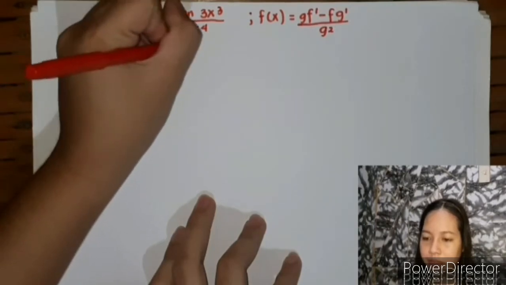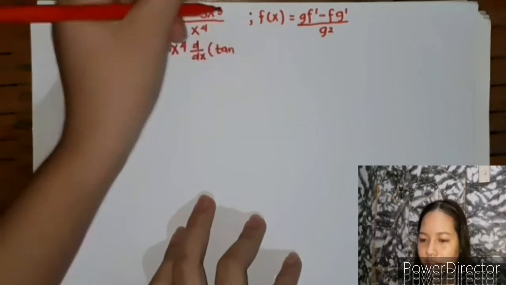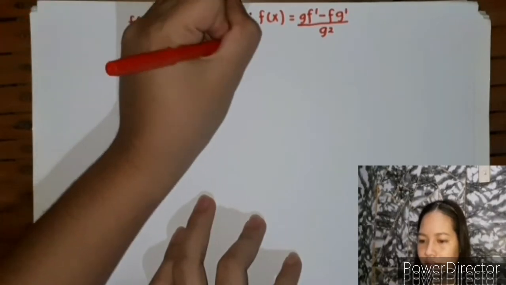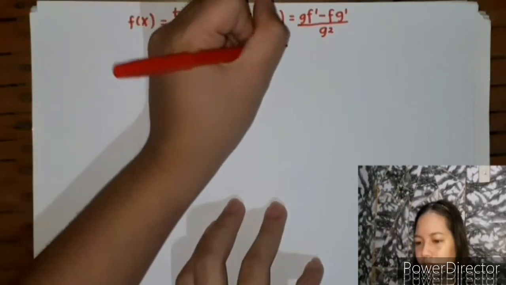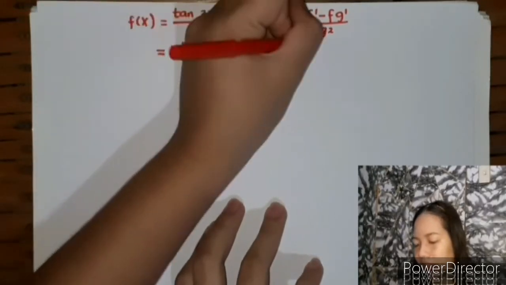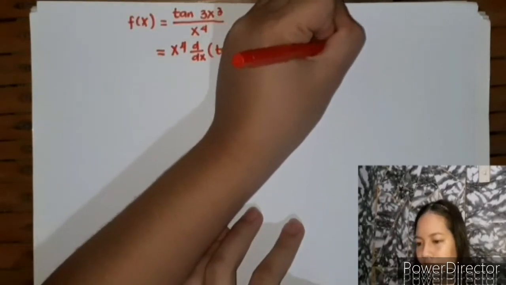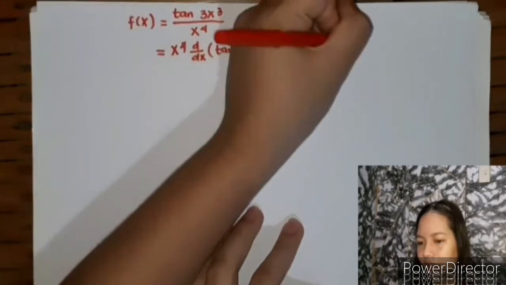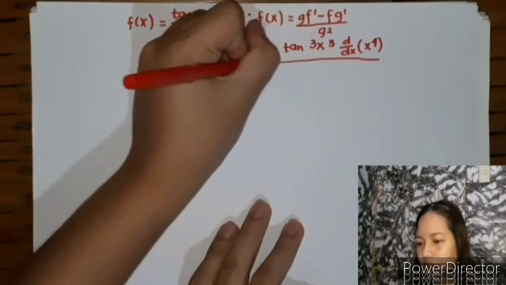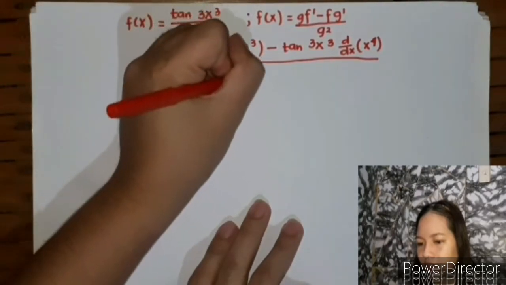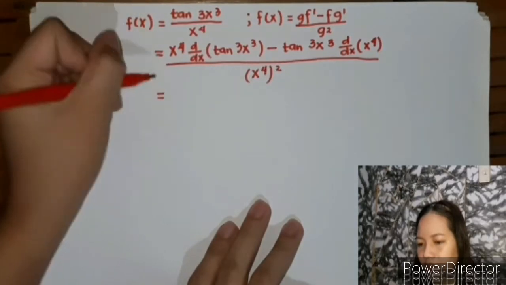It will become x raised to 4, then the derivative of tan 3x cubed, minus, copy the tan 3x cubed, and then we get the derivative of our g, which is x raised to 4, all over, we square our g, which is x raised to 4.